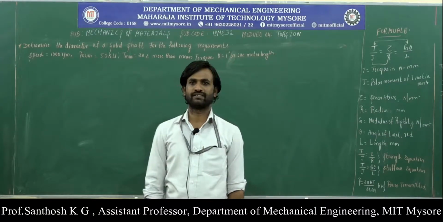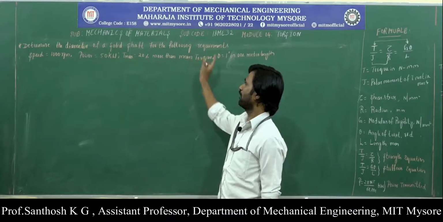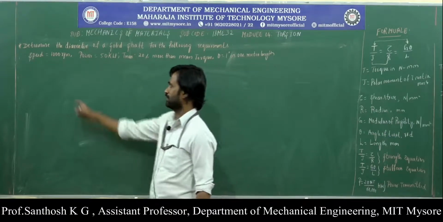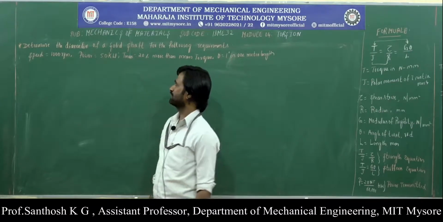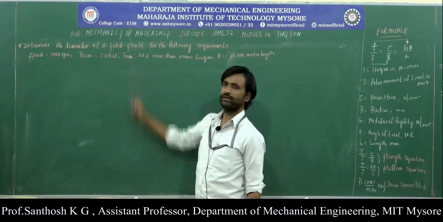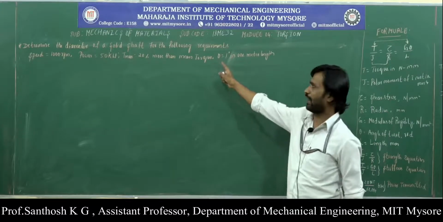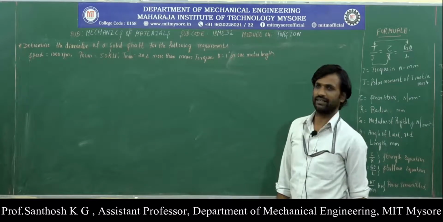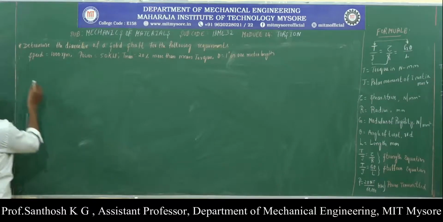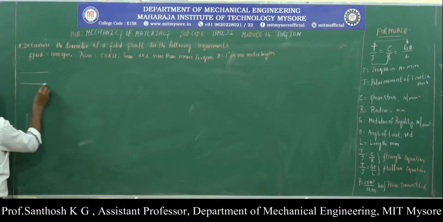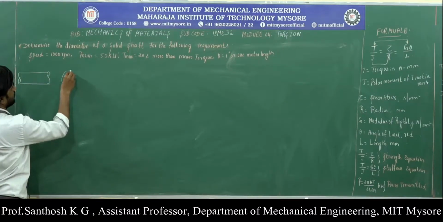The next problem given is like this: determine the diameter of the solid shaft for the following requirements. The speed is 1000 rpm, the power equals 50 kilowatt, the maximum torque will be 20% more than the mean torque, and the angle of twist is 1 degree in 1 meter length of the shaft. So, we are having a shaft, it is a solid shaft.